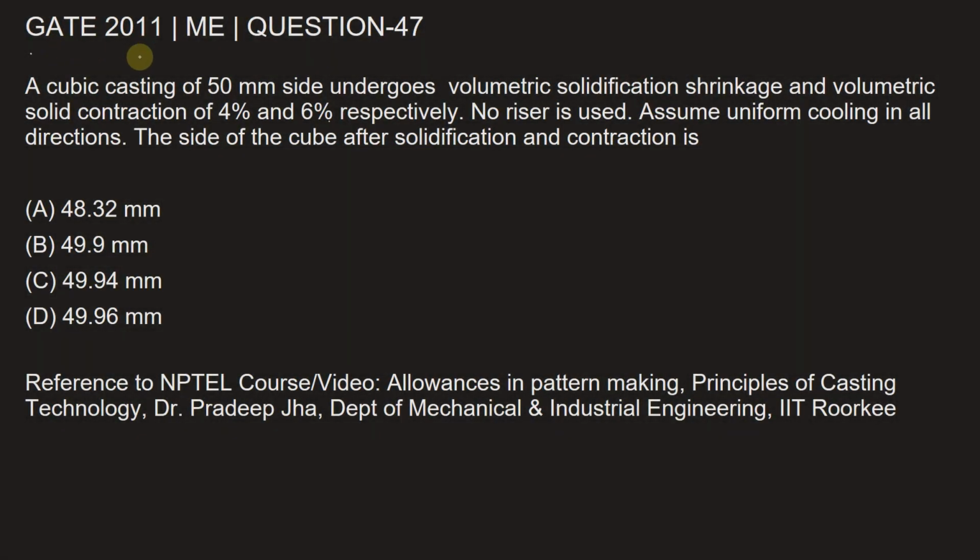This question is from GATE 2011 Mechanical Engineering paper, question number 47. A cubic casting of 50 mm side undergoes volumetric solidification shrinkage and volumetric solid contraction of 4% and 6% respectively. No riser is used. Assume uniform cooling in all directions. The side of the cube after solidification and contraction is dash.